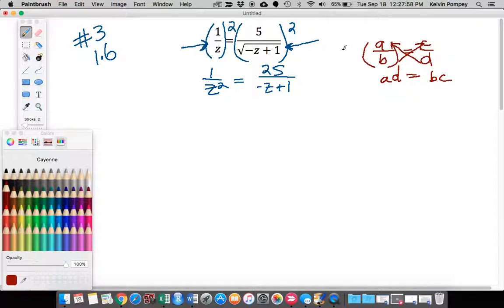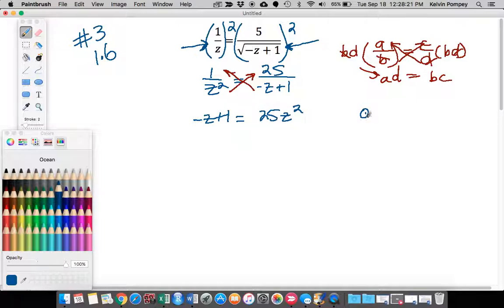Because if I multiply this side by bd, the b is going to cancel and I'm left with AD. And on this side, if I multiply it by b times d, the d's cancel and I'm left with c times b, right? And so I'm going to do that here, and I'll be left with this equation here. I'll get negative z plus 1 equals 25z squared. Then I notice that this is a quadratic equation, and we know all of those.